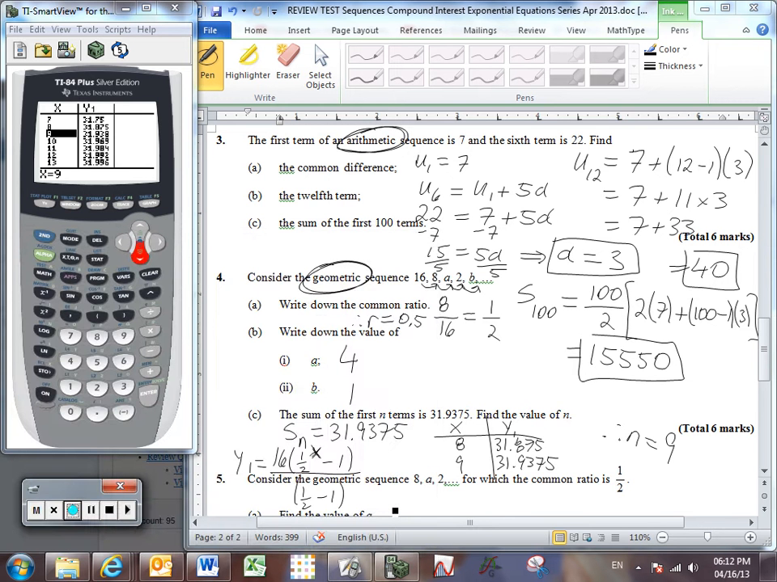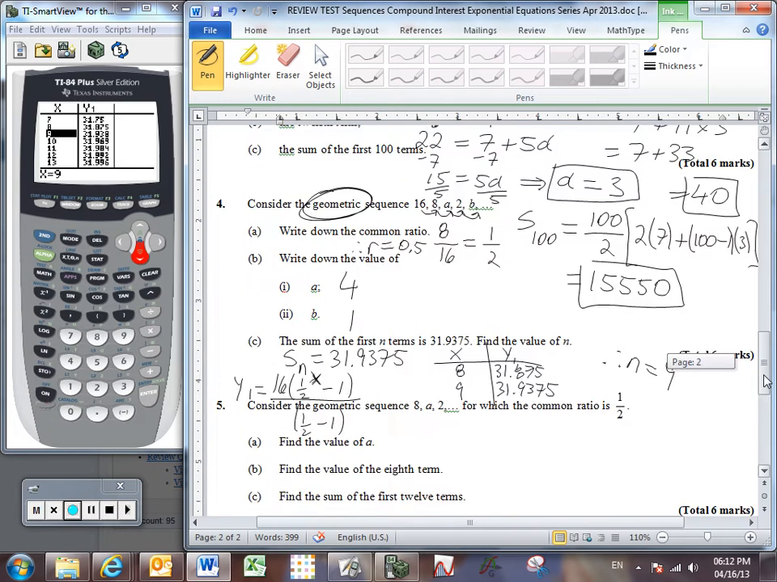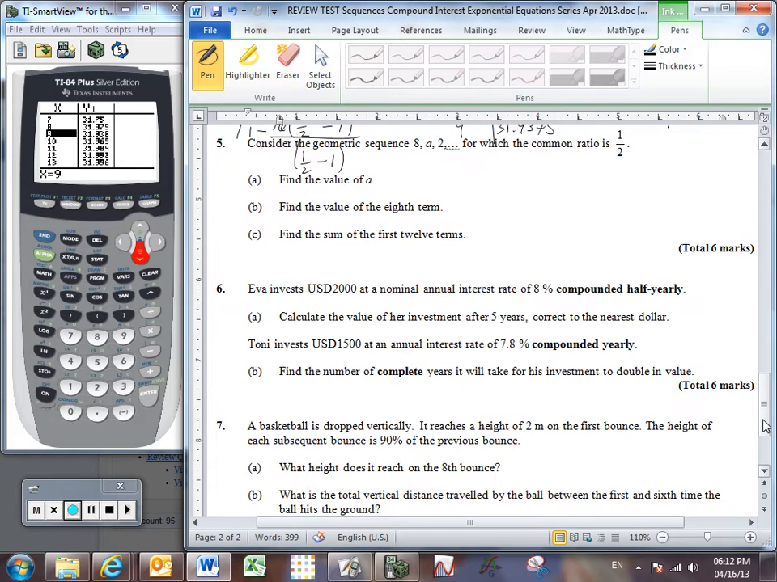Okay, these are the last three problems of the review, starting with number 5. So we've got a geometric sequence. Let's remember that it's geometric, and the common ratio is 1/2. That means that we are multiplying by 1/2 each time in order to get the next value. And so if we multiplied 8 by that common ratio of 1/2 to get the next value, which is 4, we can see clearly that a is equal to 4.